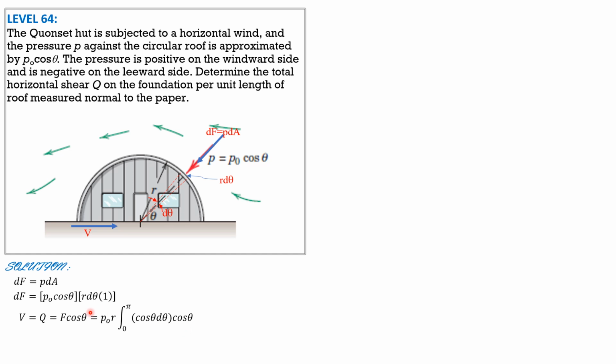That's times cosine theta for the component, of course. So it is the integral of F cosine theta, P0 R integral from 0 to pi. Then the identity for cosine squared theta is (1 plus cosine 2 theta) over 2. So Q equals P0 R over 2, then the integral of d theta is theta, and the integral of cosine 2 theta is sine 2 theta over 2, from 0 to pi.